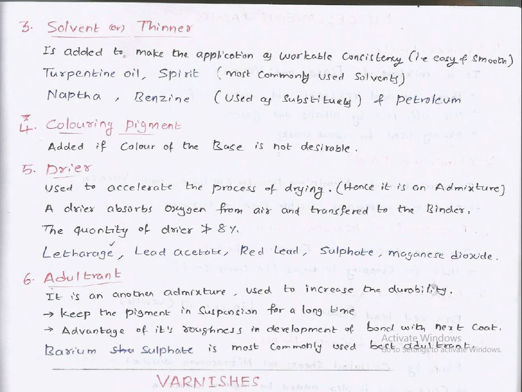Adulterant. It is another admixture used to increase the durability, keeps the pigment in suspension for a long time. Advantage of it is roughness, helping development of the bond with the next coat. Barium sulfate is most commonly used, the best adulterant. Varnish. It is a homogeneous mixture of resinous substance in solvent.